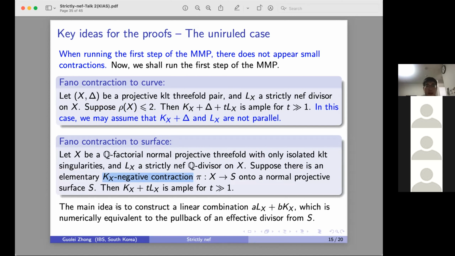And for the surface case, the main idea is to construct a linear combination which is numerically equivalent to the pullback of an effective divisor from S. So we can construct an effective divisor on S such that its pullback is some linear combination. And then we show this is Q-effective. And by our previous lemmas, this is ample. Okay, so final contractions are not very hard to deal with.